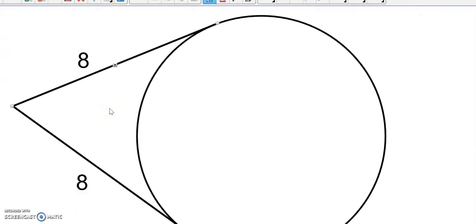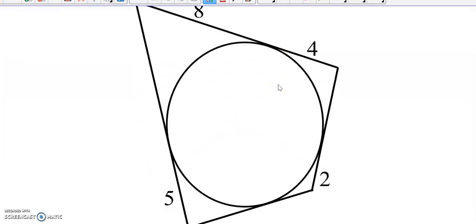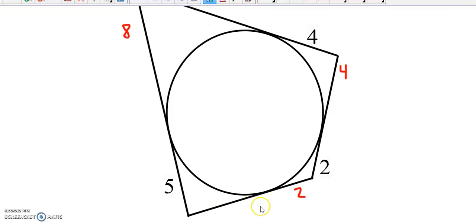Using that theorem, I can say, okay, if this one up here is 8, then this one down here is 8 also. I can use that to find the perimeter. So for example, if this one here was 8, then I've got an 8 over here as well. And if this one here is 4, then I've got a 4 over here as well. 2 means that I'm going to have a 2 on the other line of tangency. And a 5 from this point down here would mean I'm going to have a 5 over here also.